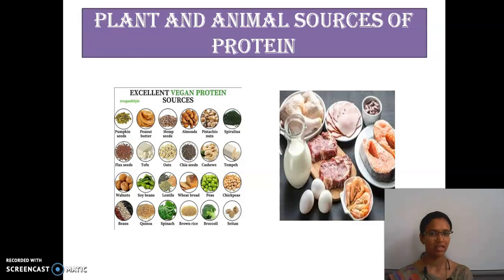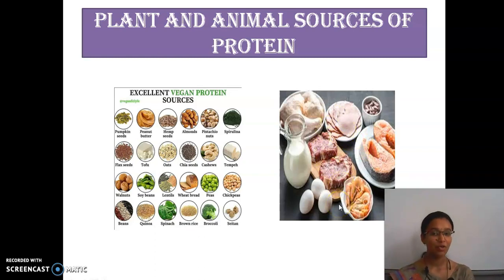Next, these are the sources of protein. We get proteins from plants and from animal sources. The plant sources are peanut, pumpkin, oats, cashews, peas, wheat bread, etc. The animal sources of protein are milk, egg, fish, and flesh. As I already said, fish contains a rich amount of protein and omega-3.